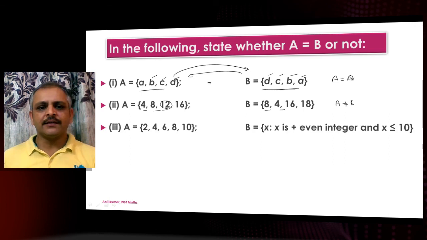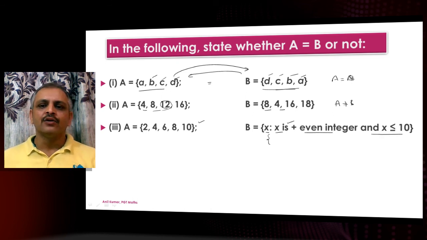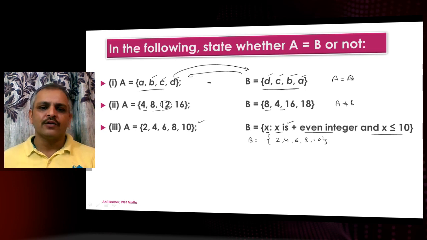Here one set is given in roster form and the other in set builder form. First, let's convert this part into roster form. It says B consists of the elements x, where x is an even integer and x is less than or equal to 10. So what are the even integers which are less than or equal to 10? 2, 4, 6, 8 and 10. Now check whether A and B are equal or not. Yes, A and B are equal sets.